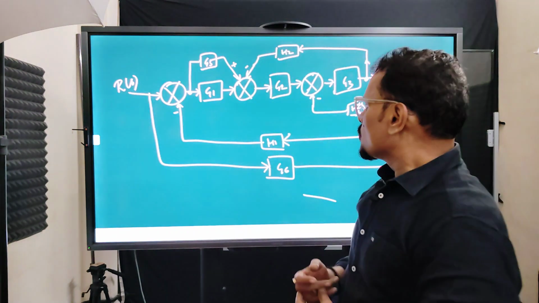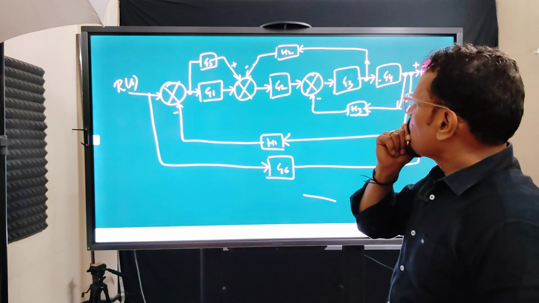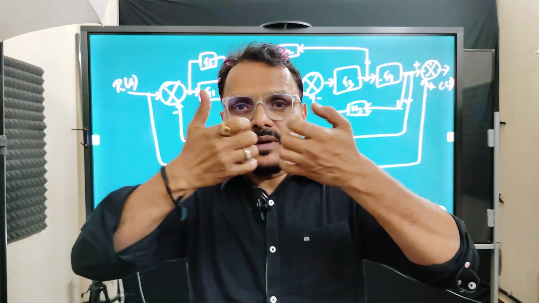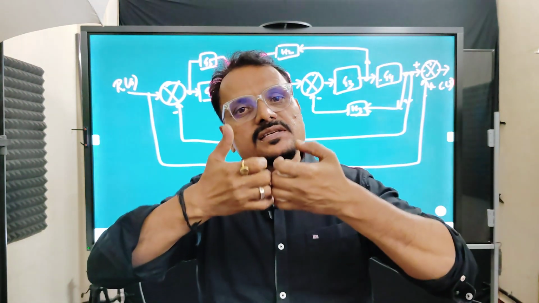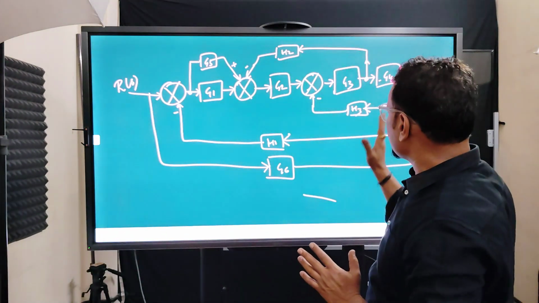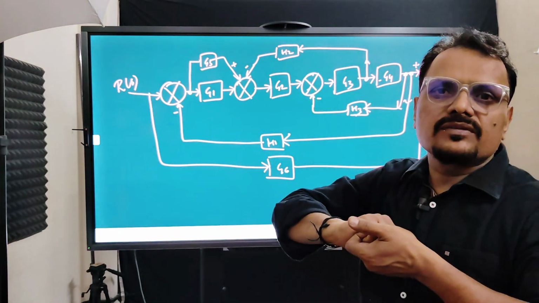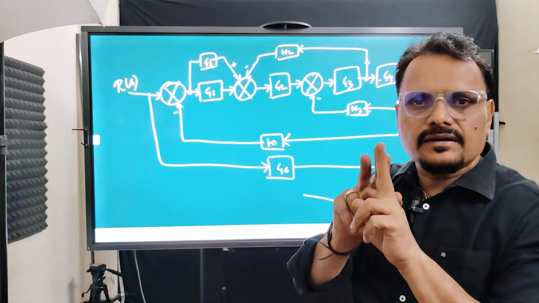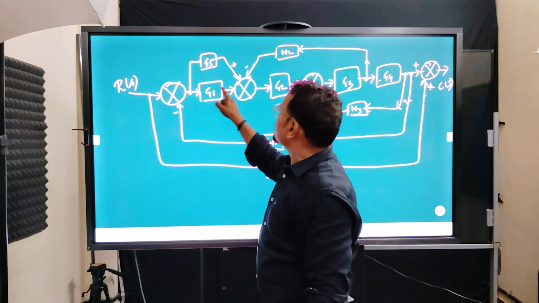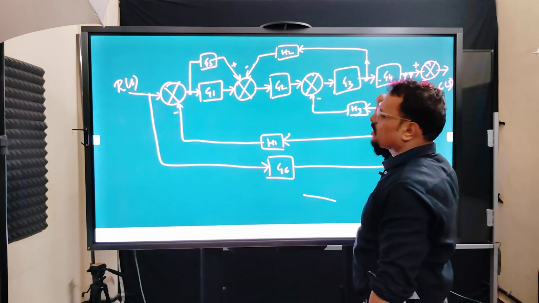So now in this case, we have to first identify whether there are two consecutive blocks available or not. This is the very first step. Just observe and identify where there are two consecutive blocks. If they are available, we have to club them. Then in that case, gain will get multiplied. Suppose here there is a summing point, then block, then summing point, then block, then summing point, then block, then takeoff point, and then block.